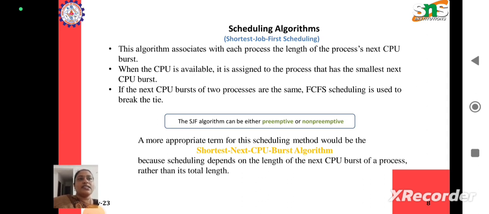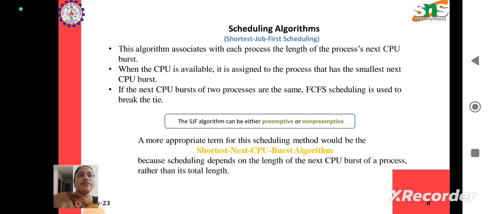Another important thing that we need to know here is that the SJF algorithm, or the shortest job algorithm, can be either preemptive or non-preemptive. We have already discussed the meaning of preemptive and non-preemptive. The first come first serve algorithm that we discussed earlier was a non-preemptive algorithm. That means when the CPU is being used by a particular process, that process cannot be preempted. It cannot be disturbed until it completes its execution or goes to a waiting state. No other process can come and take the CPU away from it.